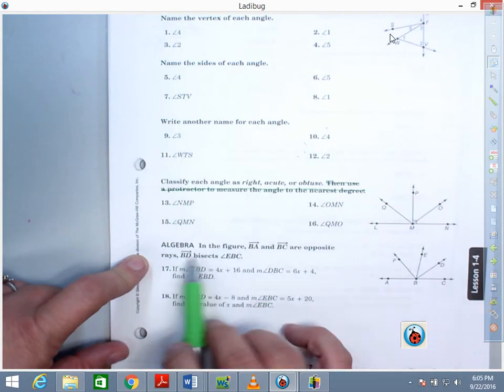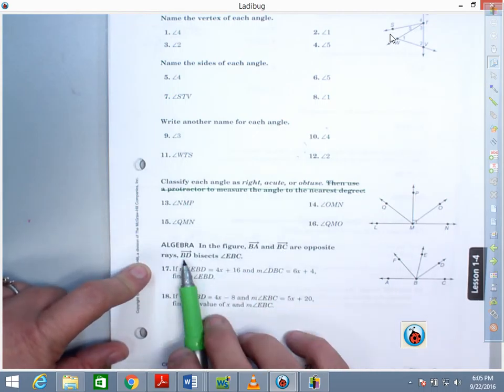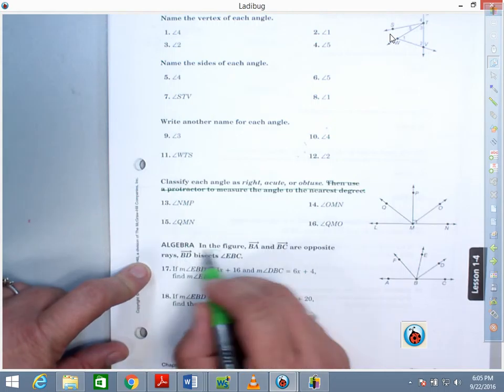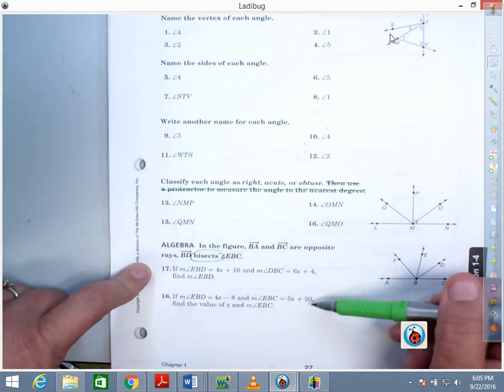And then in the figure, ray BA and ray BC are opposite rays. Ray BD bisects, ooh, there's that word bisect. You have to remember what that means. Angle ABC, and you're going to be working out some problems.